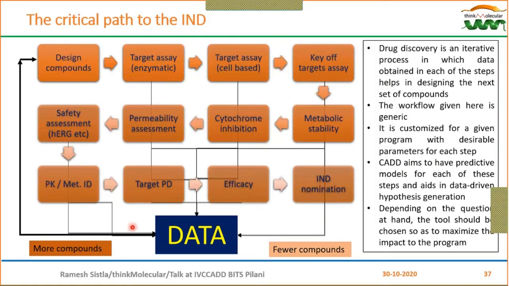And then this whole process follows a pattern. We have more compounds in this phase and fewer compounds in this phase. That means less data in this phase and more data in this particular phase. So depending upon the question at hand, you should choose your particular tool, which will be helpful in identifying compounds for that particular phase of the problem. So this is what I call the critical path a program takes to the IND. And the more the modeler is invested in this critical path, the more is the recognition, the more is the impact, and it helps in gaining a lot more credibility.